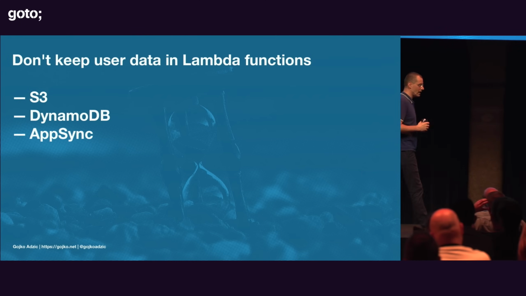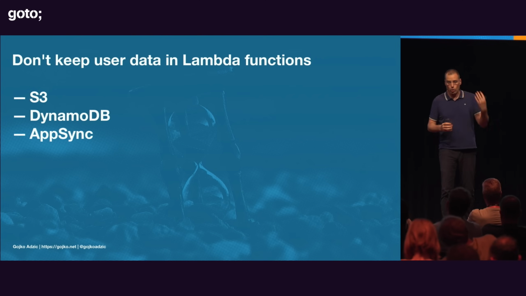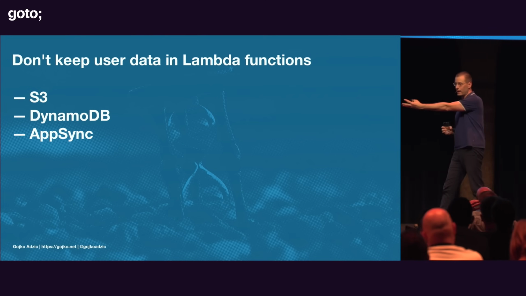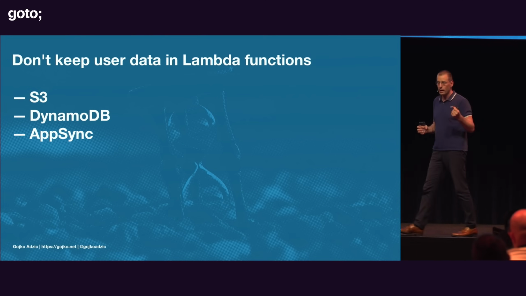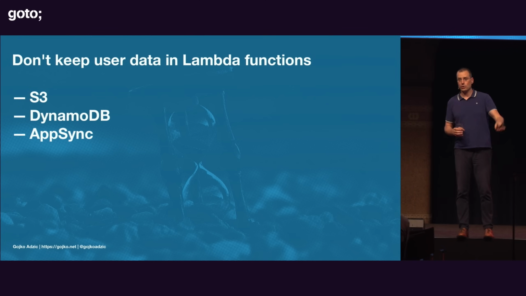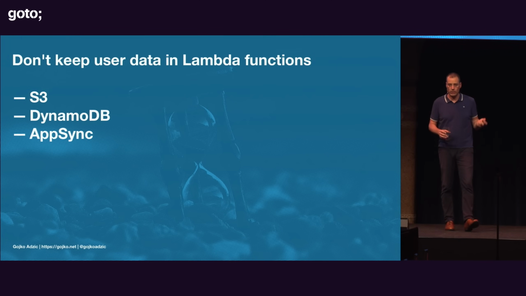AppSync is another interesting platform for this that Amazon is offering. It's a hosted GraphQL endpoint that you can use to talk from the clients directly, the picture that I showed earlier on. And it's kind of consuming data. It has conflict resolution. It has offline support. Keep user data there. And again, you can set up Lambdas to read and write from that.